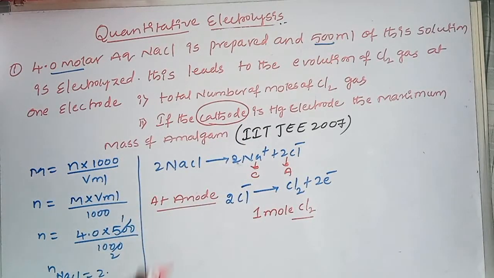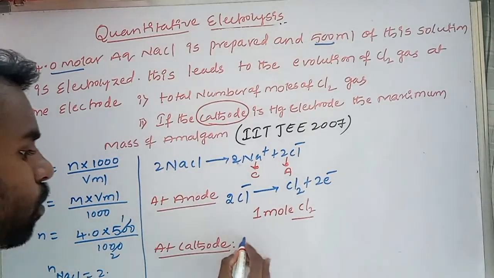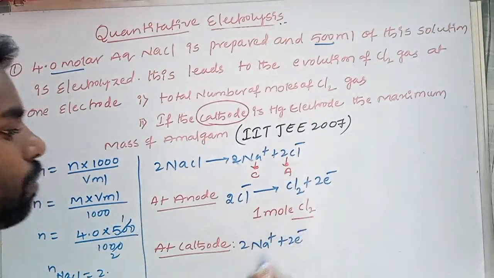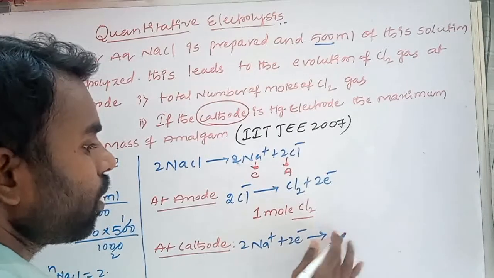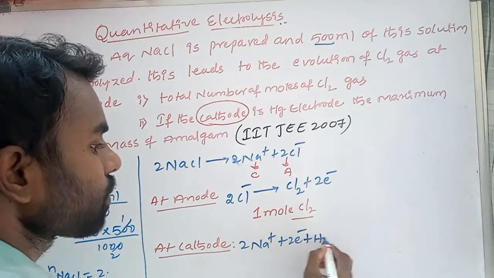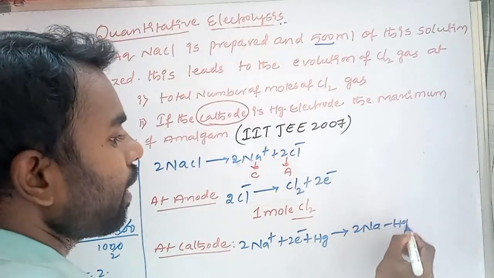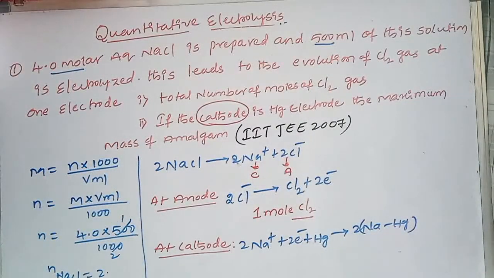Then the second question: if the cathode is mercury electrode, then what is the maximum mass of amalgam? At the cathode, what is the reaction? Na+ will deposit at the cathode. How many moles of Na+ are there? 2 moles. 2 moles of Na+ will take 2 electrons, and here what is there? Amalgam, Hg. Then it will form 2 NaHg, 2 moles of NaHg.